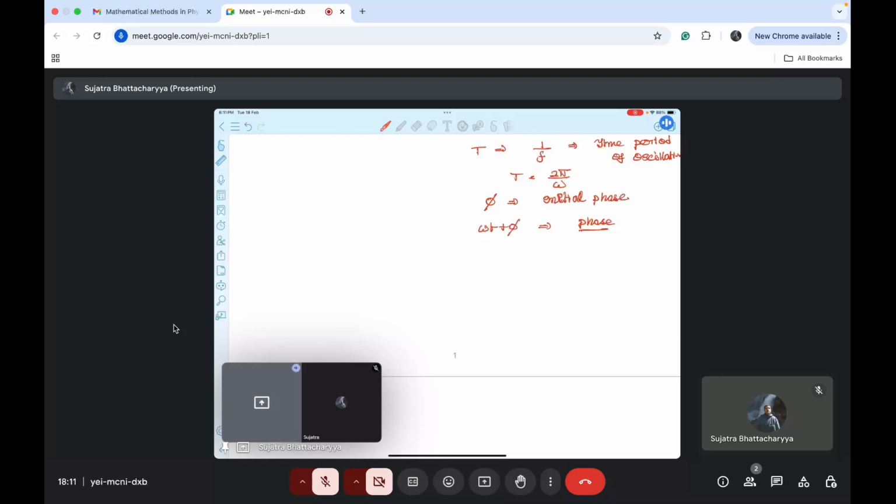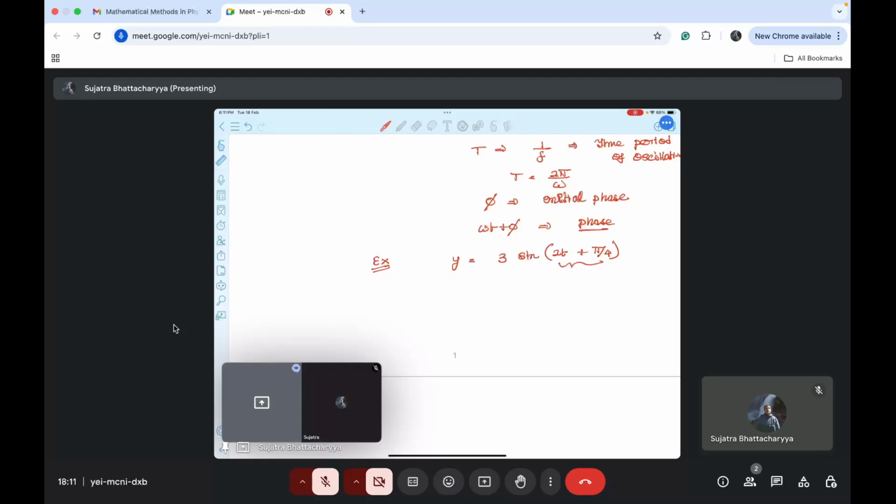Fine. One example for this particular oscillatory system: suppose y is equal to 3 sin(2t plus pi by 4). If this kind of oscillation is being represented, then we can say that the phase is nothing but 2t plus pi by 4.